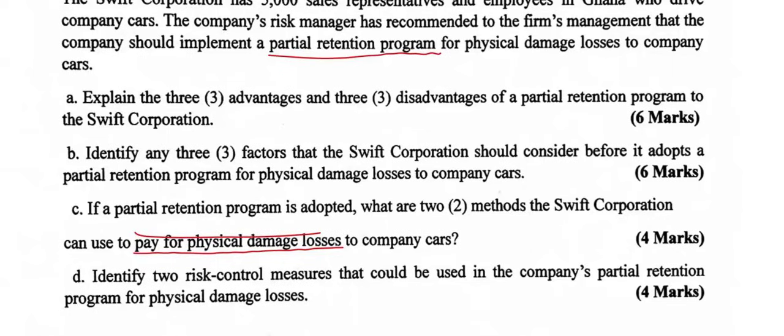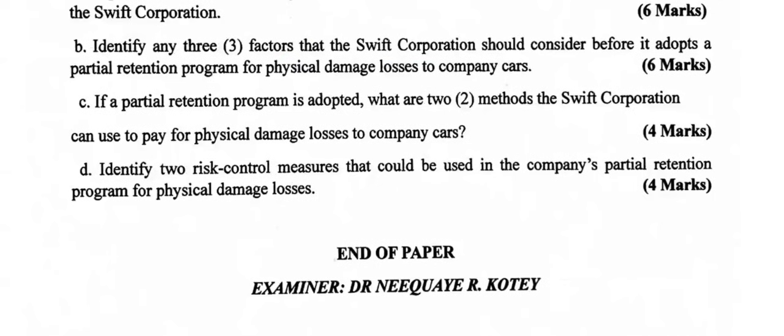That's about the partial retention program. I think last year they were the same areas. They just changed a few of them. Now, identify 2 risk control measures that could be used in the company's partial retention program for physical damage losses. 2 control measures that could be used.